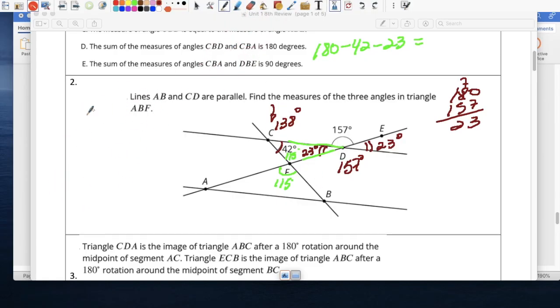Let me just draw this a little better. Try to ignore everything. Look, same thing. This guy is 138 degrees, which means this guy right here is also 138 degrees. Why? Because they are both in the same exact position, the top right-hand corner, which means they're corresponding. So that's 138.